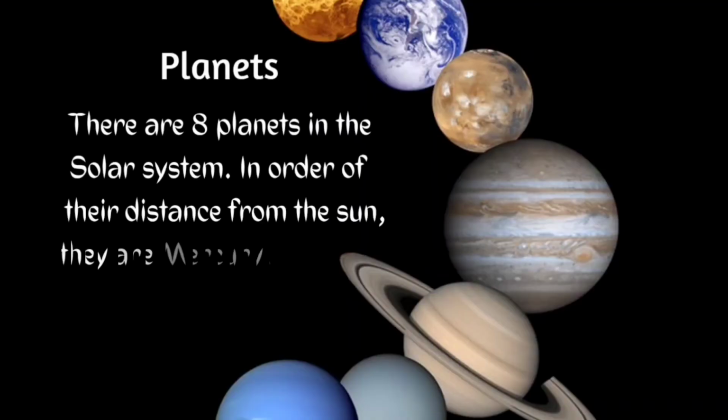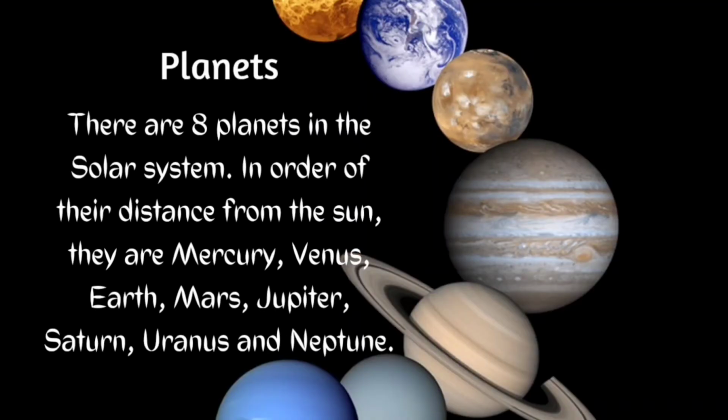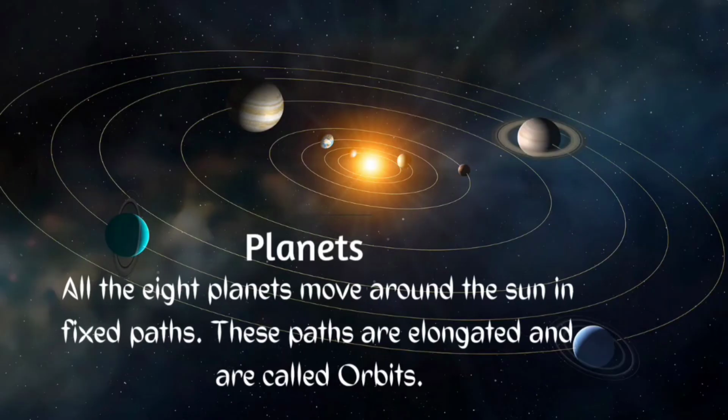Now, the planets. There are 8 planets in the solar system. In order of their distance from the sun, they are Mercury, Venus, Earth, Mars, Jupiter, Saturn, Uranus and Neptune. We will be discussing each of these planets in detail. All the 8 planets move around the sun in fixed paths. These paths are elongated and are called orbits. Or we can say orbits are the paths of the planet by which it moves around the sun.